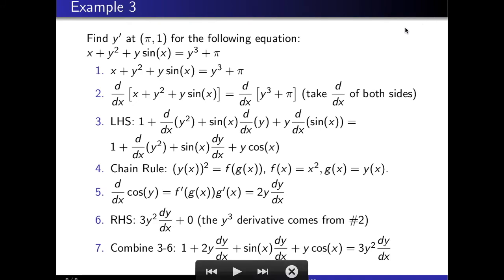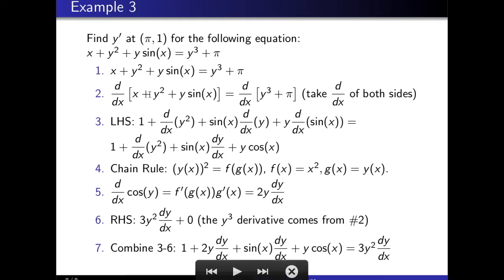Okay, and then one more example of this. So we're going to find y prime, or dy by dx, at the point pi, 1. Again, if we wanted, we could first validate that the point x, y equals pi and 1 actually satisfies this curve. We'll just take it as given for the moment that it does. Okay, so the first thing that we'll do is we'll say that we have y is some mystery function of x, and then we'll take derivatives of both sides.